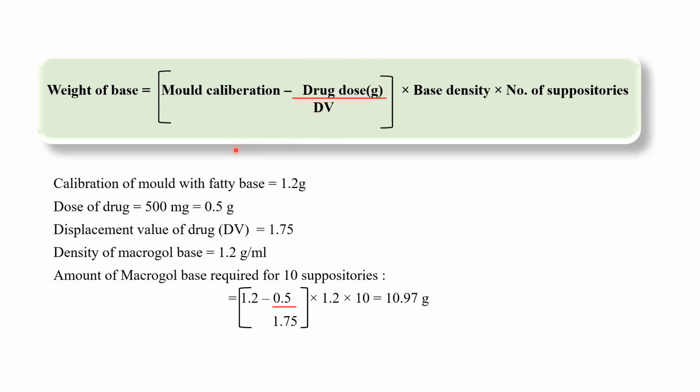Next is the displacement value. Displacement value of the drug is given as 1.75. Then the density of the macrogol base is equal to 1.2 gram per ml. You can substitute it here. And the number of suppositories, that is, we need to prepare 10 into 1 gram suppositories. So number of suppositories is equal to 10. So the amount of macrogol base required for 10 suppositories, you can substitute all these values in this formula. You will get the answer as 10.97 gram. So 10.97 gram is the amount of macrogol base required.